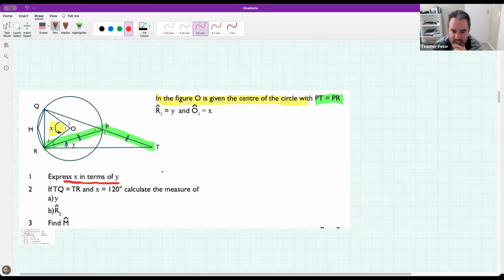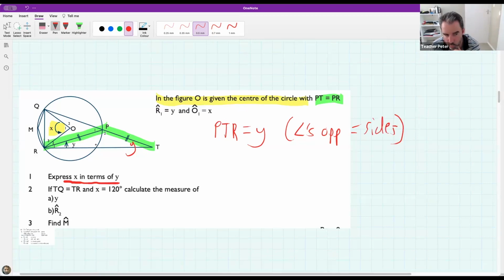Can anybody see an isosceles triangle here? Give me a thumbs up if you see the isosceles triangle. Can you guys see the isosceles triangle? Now, if I have an isosceles triangle, I think that this one over here has to be y. So we can say that angle PTR is equal to y, and the reason is angles opposite equal sides.